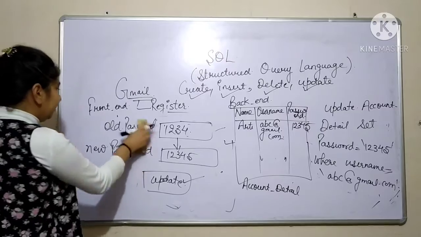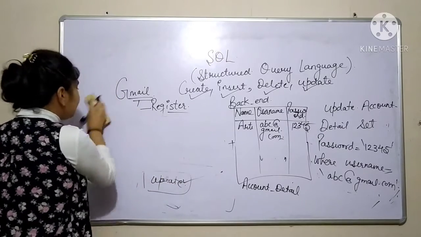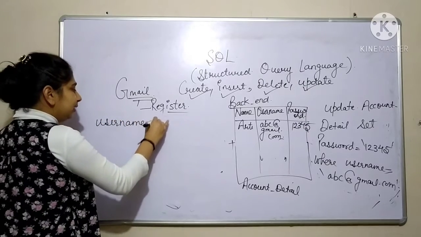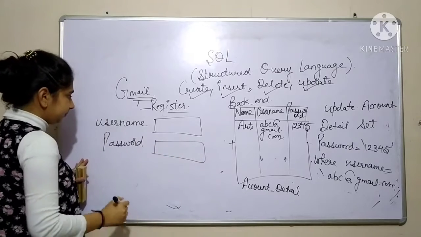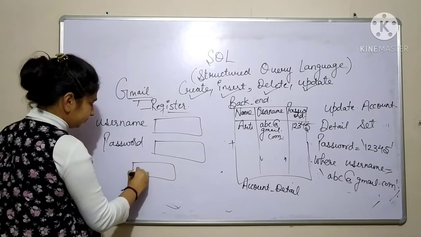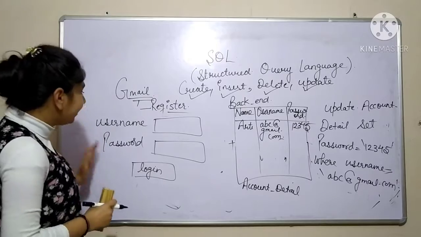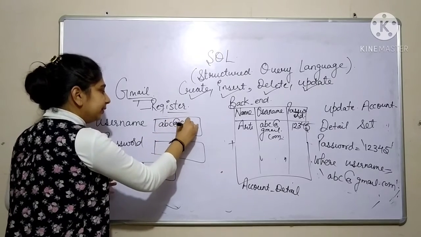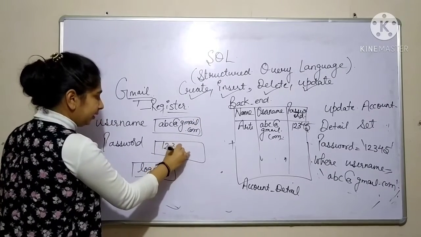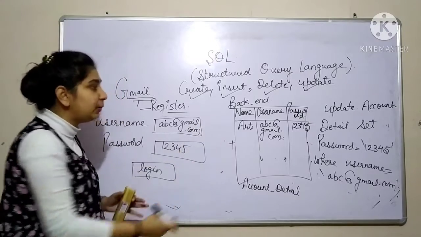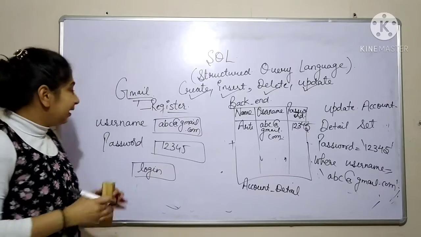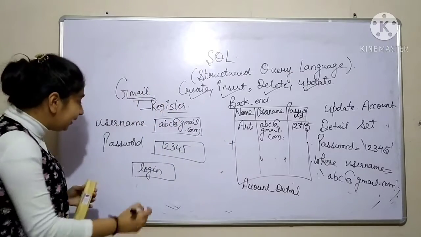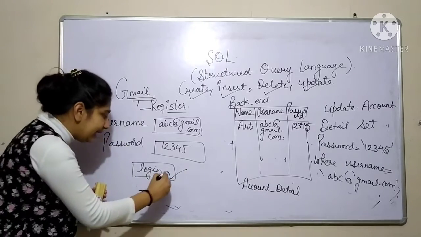And let me tell you one more thing. Now you have registered yourself on Gmail. Now you want to log in to Gmail. You have registered yourself, so whatever username and password you are entering here, it is first going to find this username and password in the database. If your username and password match the data present in the database, only then you can log in.